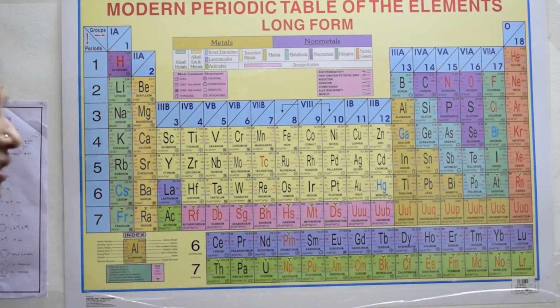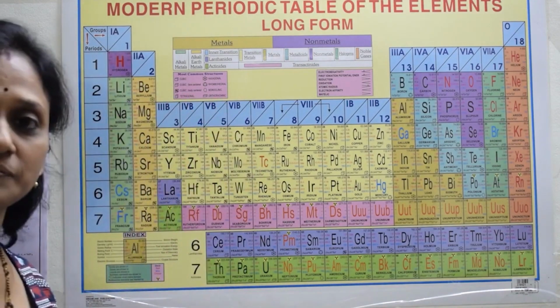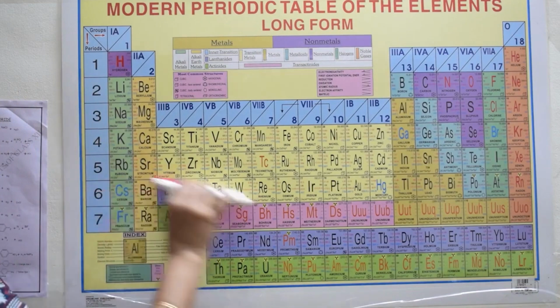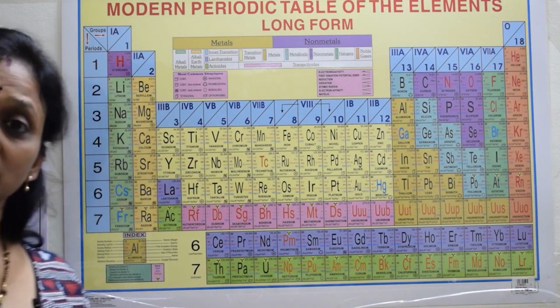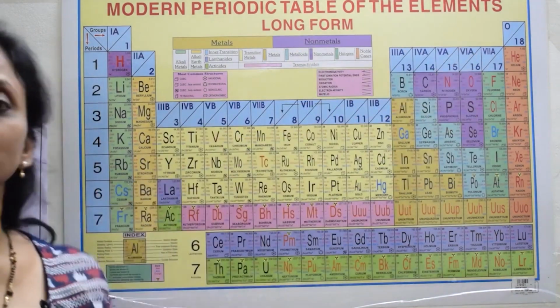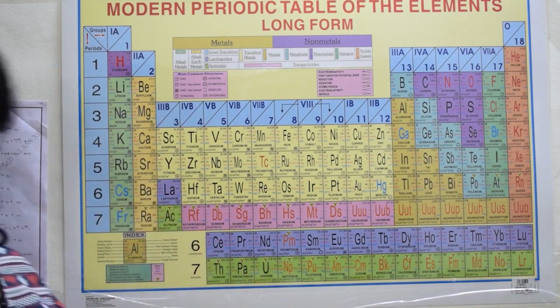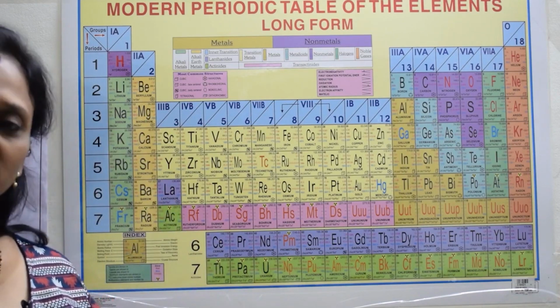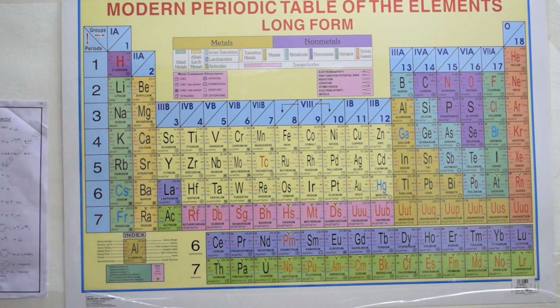Now, what are these called? 18 vertical columns are called groups. 7 horizontal rows are called periods. Remember that, that's the second point. Understood, students? 18 vertical columns are called groups and 7 horizontal rows are called periods. Correct? So, next important thing, what did he discover? He placed elements according to their atomic numbers, periodicity and properties.